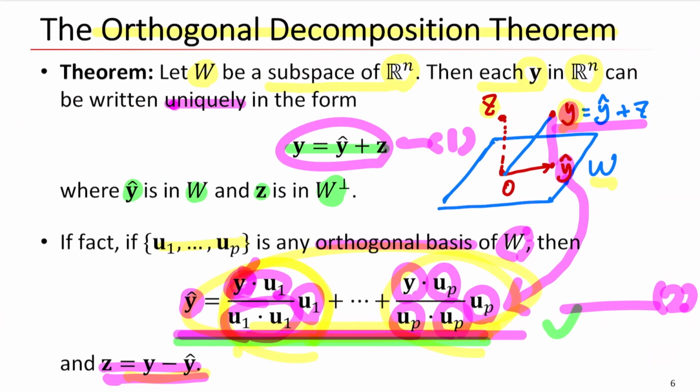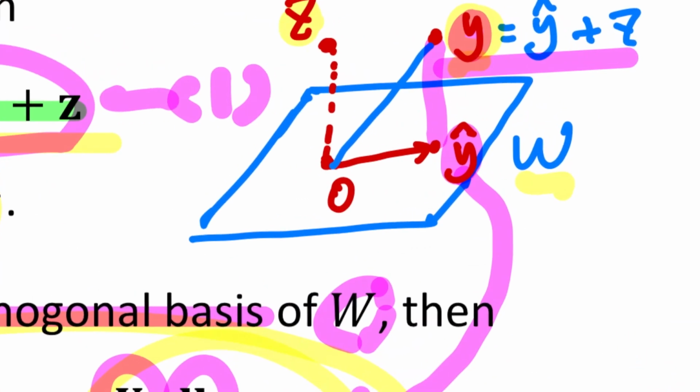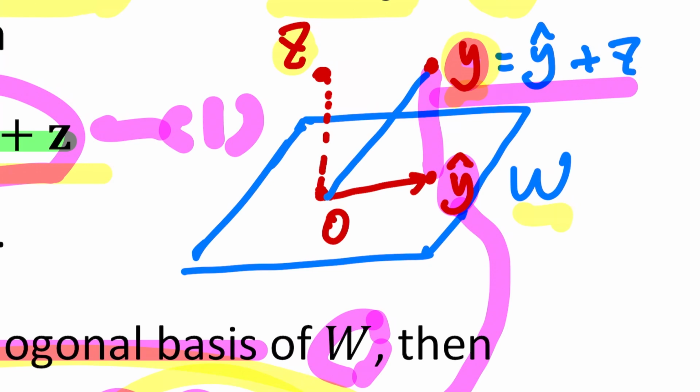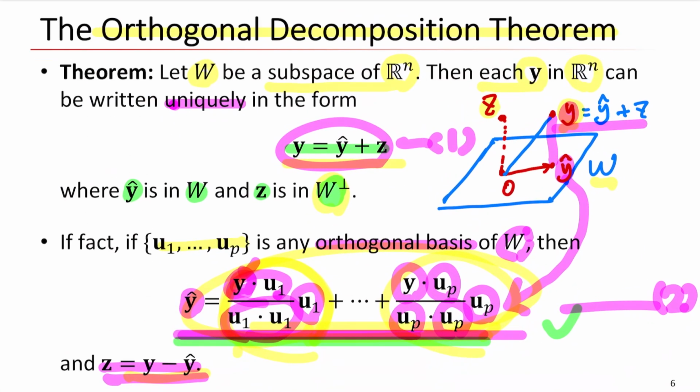Here was a really important theorem called the orthogonal decomposition theorem. Let's say there is a subspace W in Rn space, and we have an arbitrary vector y in Rn space. Then this vector y can be decomposed uniquely as y hat plus z, where y hat is in the subspace W and z is in W perpendicular, right? As you can see here, if we have the vector y, then we can uniquely find y hat and z.